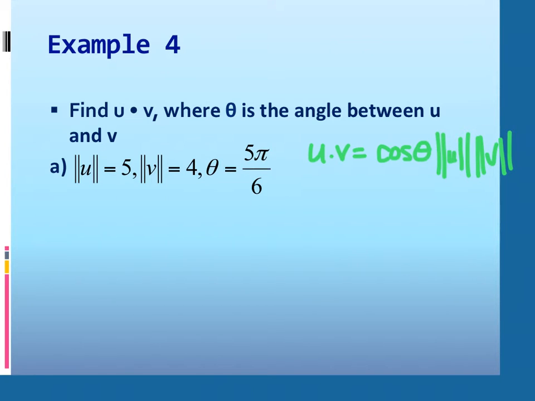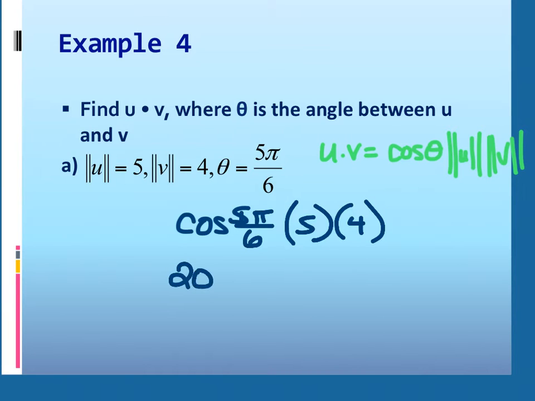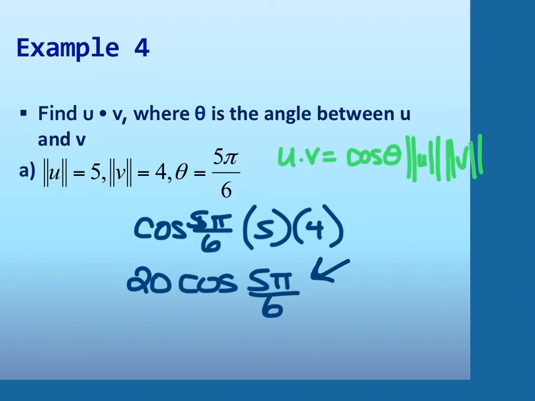And all I got to do is plug in. So cosine of 5 pi over 6 times the magnitude of u, which is 5, times the magnitude of v, which is 4. So I'm going to get 20 times the cosine of 5 pi over 6. Now, if this was a question that had an angle like this does, that is on my unit circle, then I'm expecting the answer to be exact.